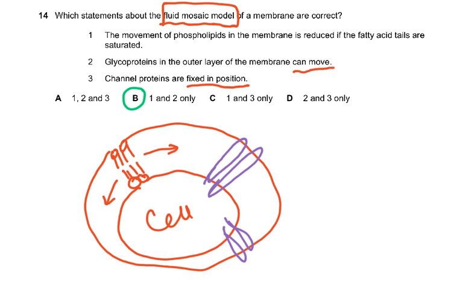So the fluid mosaic model, it says which statements are correct. So the answer was 1 and 2. Channel proteins are fixed in position. No, I mean the whole thing moves, it's fluid. So how can they be fixed in position? The phospholipid bilayer has lateral movement of the phospholipid molecules. So of course if the proteins are present, they will also move. So that was question 14.